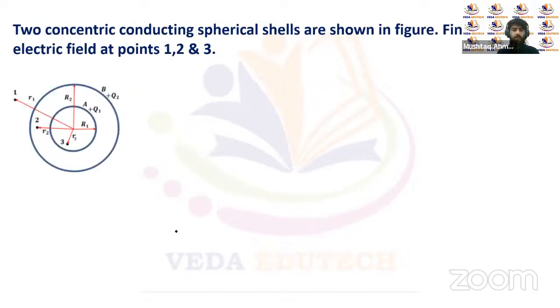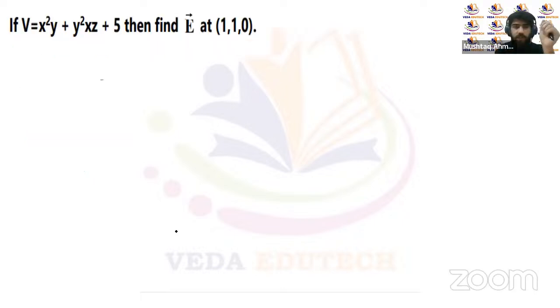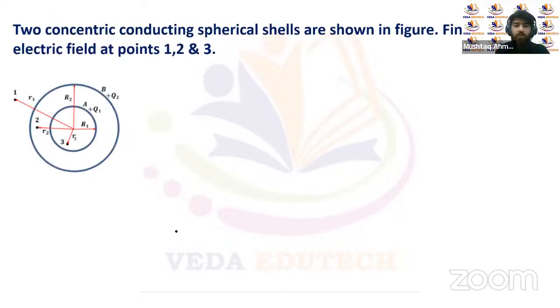Well, let's discuss this third case. In this case we have to find the electric field, not the electric potential. Two concentric conducting spherical shells are shown in the figure. Find electric fields at points 1, 2, and 3. There are three points: this is point 1, this is point 2, and this is point 3. We have to find the electric field at these points.